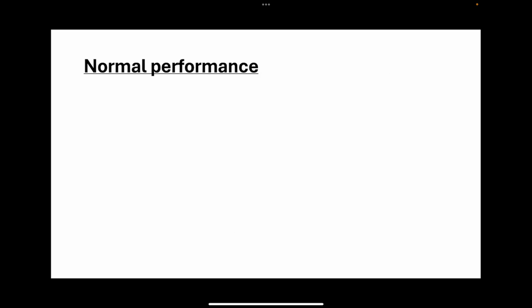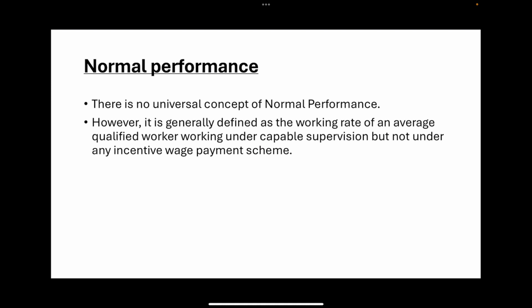So now let us discuss the concept of normal performance. There is no universal concept of normal performance. See, it is defined as the working rate of an average qualified worker working under capable supervision but not under any incentive wage payment system. Why it is so important is that we need to define the normal performance to fix the rating. That means we need to find the observed time, then multiply by the rating. So rating can be 120, 100, 90, etc., depending upon the performance.